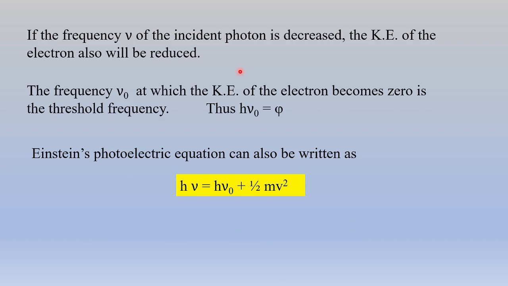As we know, the frequency nu 0 is the frequency at which the kinetic energy of the electron becomes 0. So we can express h nu 0 equal to phi. So instead of phi, we can substitute h nu 0 in Einstein's photoelectric equation. Then h nu is equal to, instead of phi, we can have h nu 0. So h nu, that is the incident photon energy, is equal to the work function, that is h nu 0, plus half m v square.